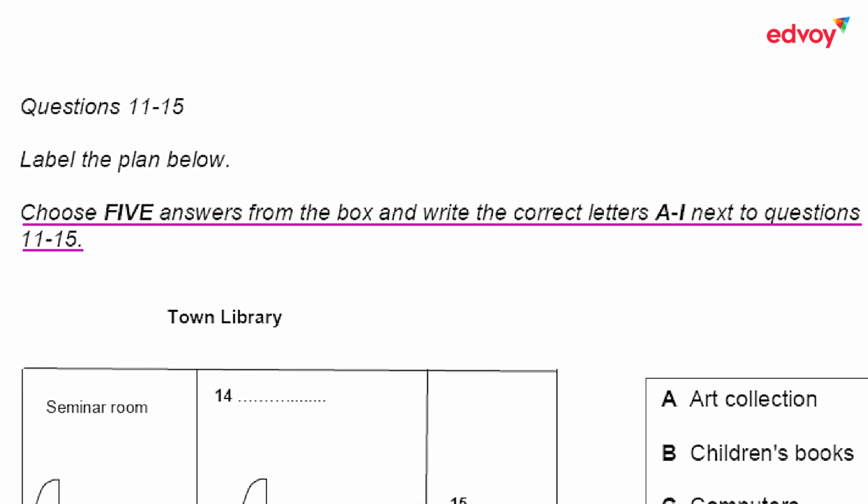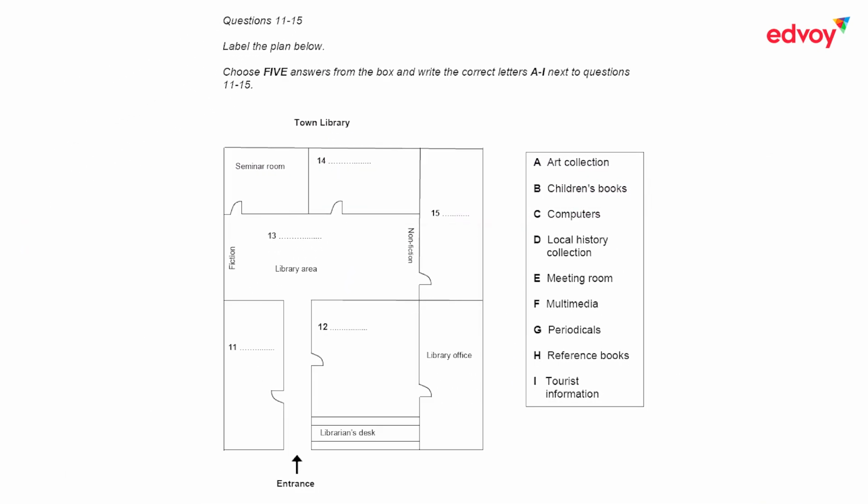As with all IELTS questions, you should start by reading the instructions. Make sure you read the instructions carefully, as the wording and what you have to do can vary. In this example, the instructions tell you to choose 5 answers from the box and write the correct letters A to H next to answers 11 to 15. In this type of question, you decide which label from the box fits in the numbered gaps in the plan.